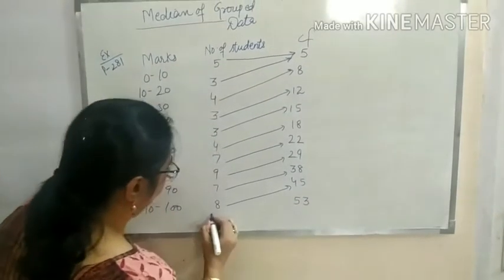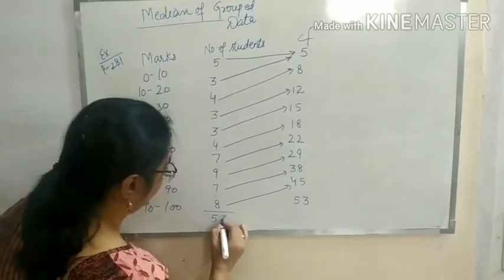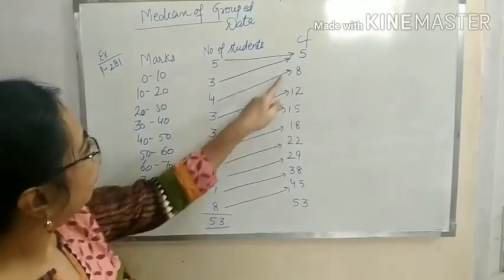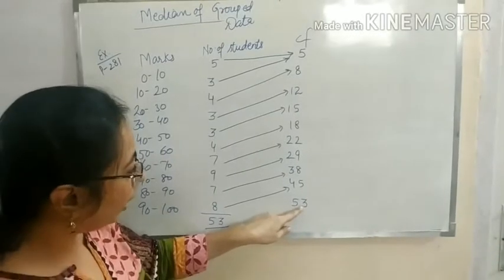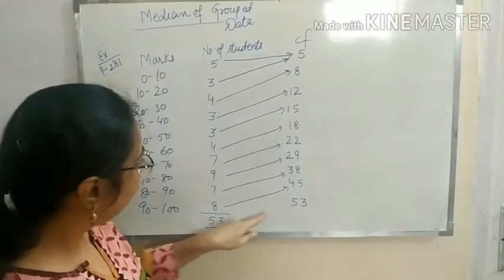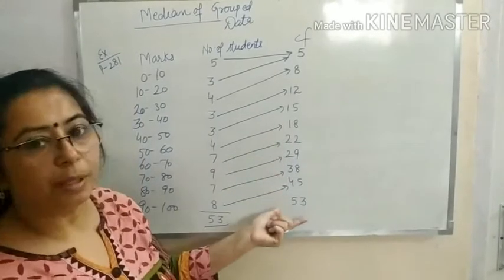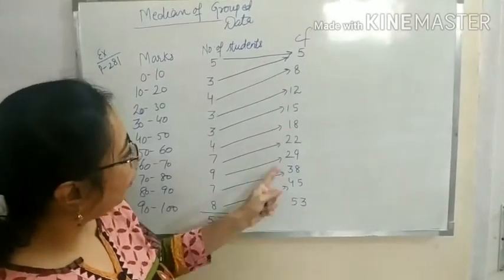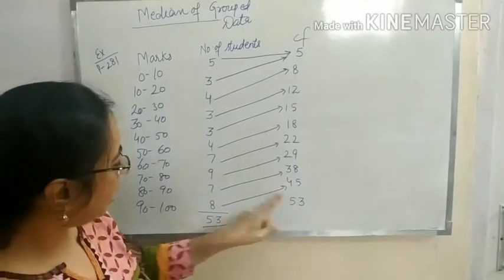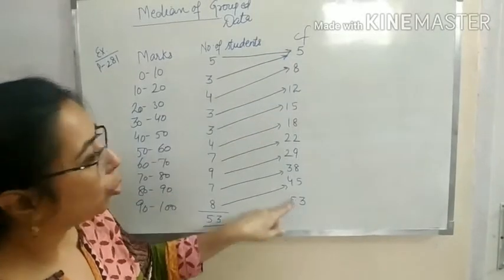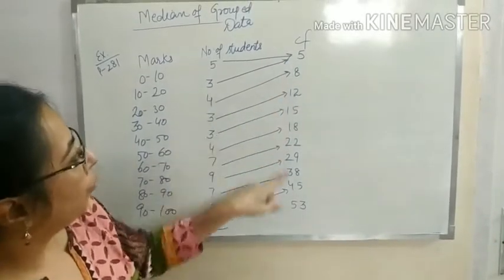This last entry is the same as the total of the frequencies. When you add them, it comes out to be 53, the same as the last entry. You can confirm your answer if these two values are the same or not. If they are not the same, it means you have made some mistake, and you can check your values to find where it was done. So the last entry and the total of all frequencies are the same. This is your cumulative frequency.